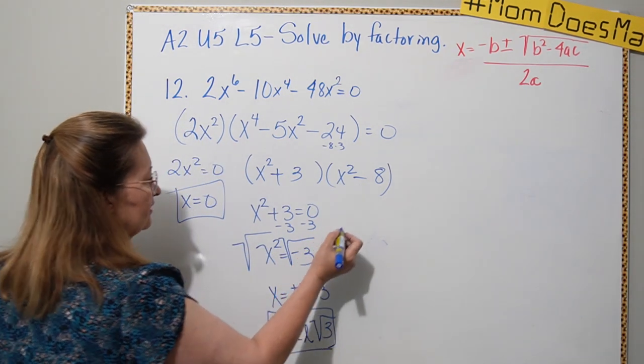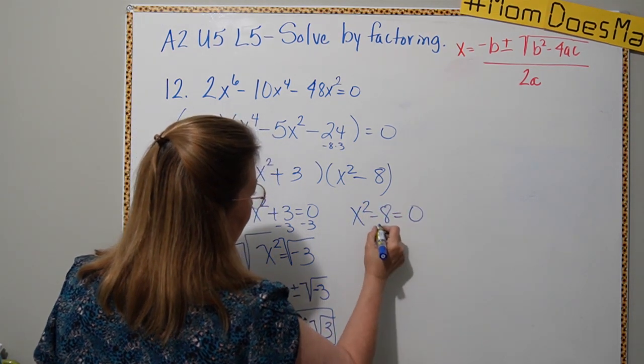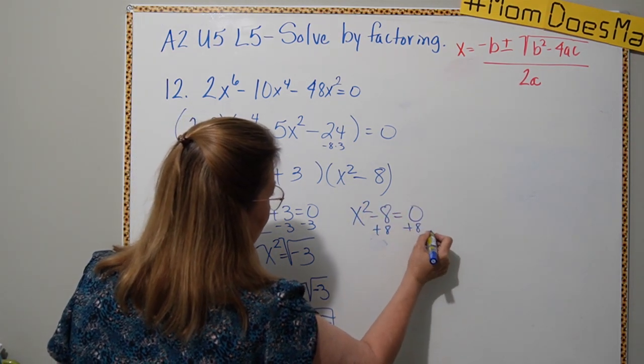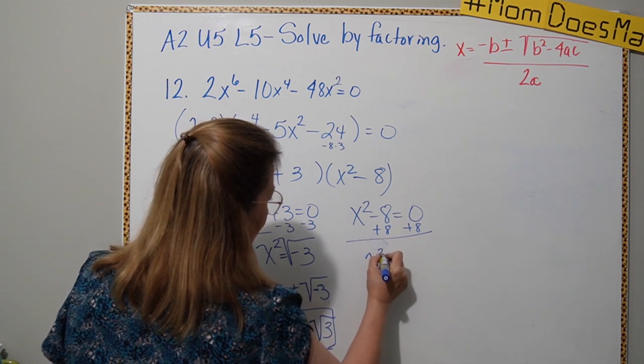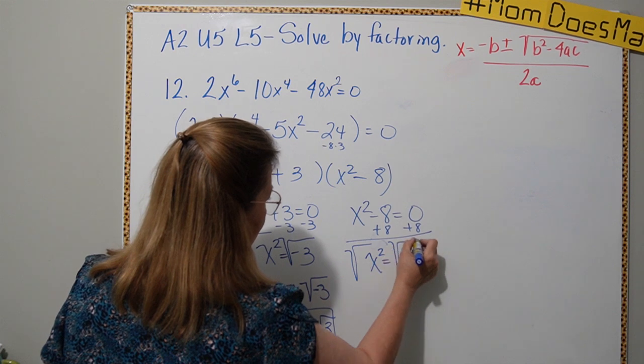All right, now let's look at this one. I've got x squared minus 8 equals 0. So I'm going to add 8 to each side. So I have x squared is equal to 8. Take the square root of each side.